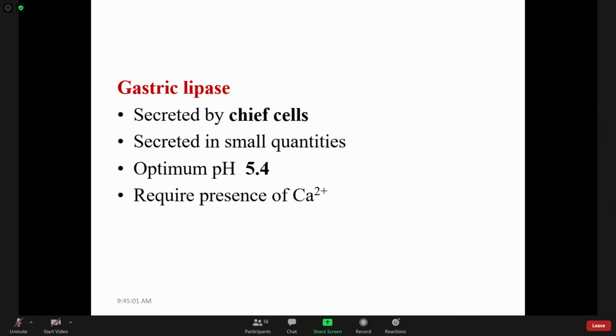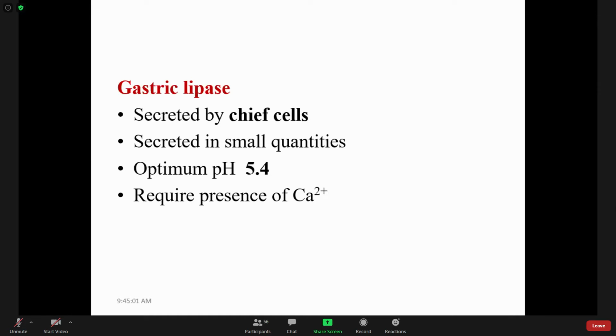And this gastric lipase is not very important in the case of an adult, but it is more important in the case of infants. In infants, gastric lipase has more importance because of the substrate on which it acts. Lingual lipase and gastric lipase are more active on triglycerides which have short chain or medium chain fatty acids.